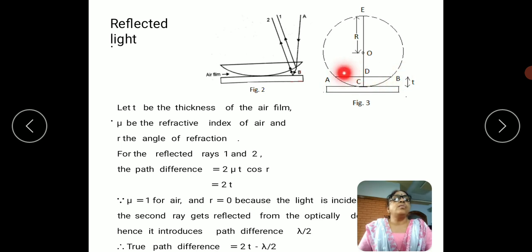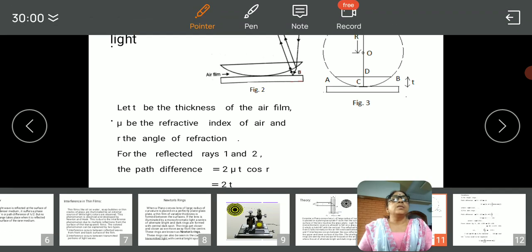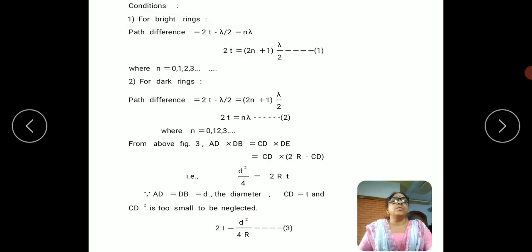So we have AD equal to D by 2 and DB equal to D by 2, and DE is taken as 2R, where R is the radius of this plano-convex lens. 2R minus CD is DE. So here we have substituted this into AD into DB is equal to CD into DE, that is CD into (2R minus CD).